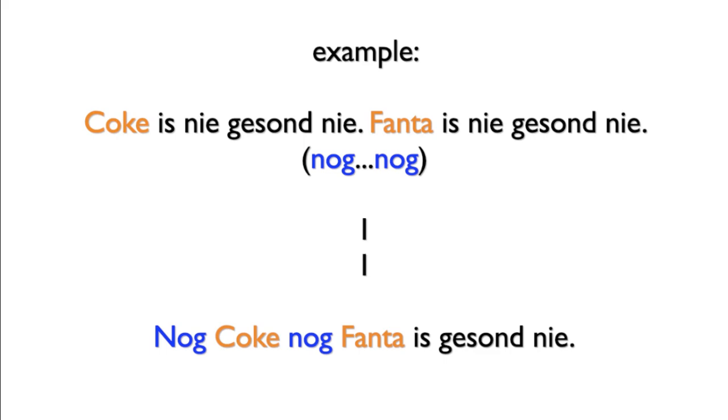Is nie gesond nie. Now, because it's noch and noch, and the sentences are negative, we can't have a triple negative, so we take out the first nie. Aside from the extra rule with the negative, the same thing applies to of, and zoveel as. Isn't that great? Now you know voegwoorde.